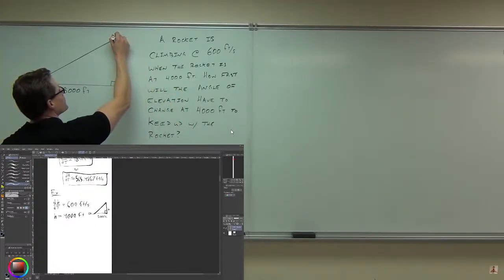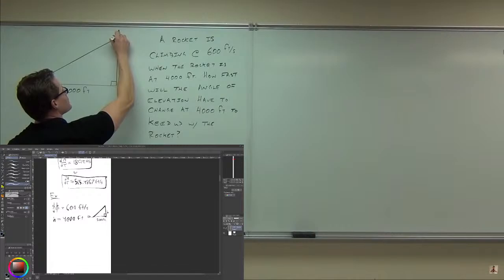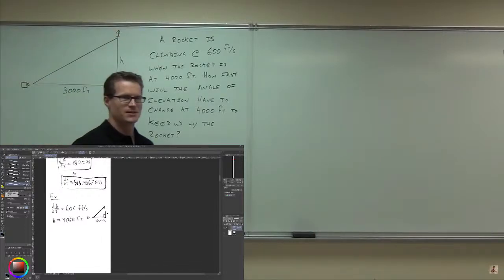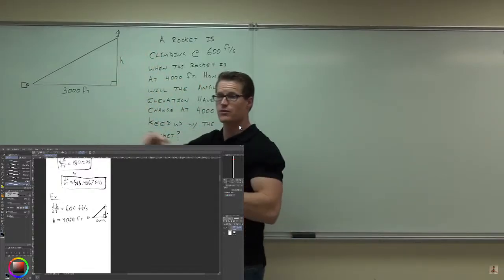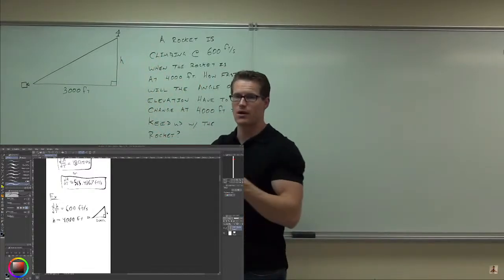So our rocket's way up here. I don't know how to draw a rocket. That looks like an arrow. I'm close to a rocket. It's a flying arrow. I'm a math dork. Okay, so we've got this rocket flying. It's going to be h feet high. We're going to figure out what we're doing when h is 4,000.